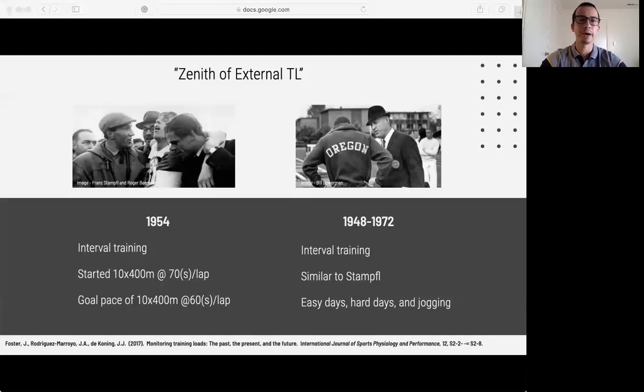Around the same time, Bill Bowerman out at the University of Oregon was also utilizing interval training similar to Coach Stampfl. In addition to the interval training, he also had easy days, hard days, and jogging for his sessions. Now Foster, Rodríguez-Marroyo, and De Koning in this 2017 paper called this period the zenith of external training load, where we started to see the popularity of training load monitoring grow a little more.